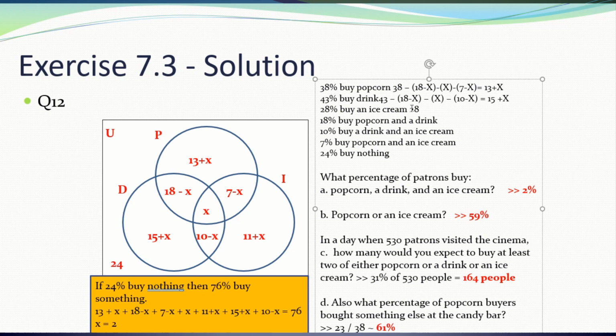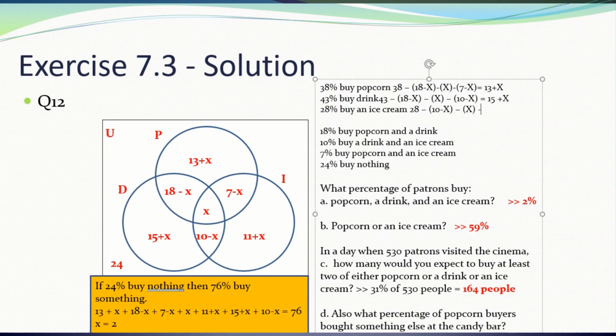So ice cream total is 28, right? So 28 minus bracket 10 minus x. You must put bracket, 10 minus x minus x minus 7 minus x will be equal to 11 plus x. Okay, understand? 11 plus x.